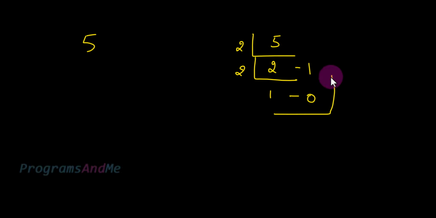Now you need to write down like this. Okay, 1 0 1. This is the binary representation of 5. In 8 bits you can represent it like this, filling the other places with 0. This is the 8-bit representation of 5.